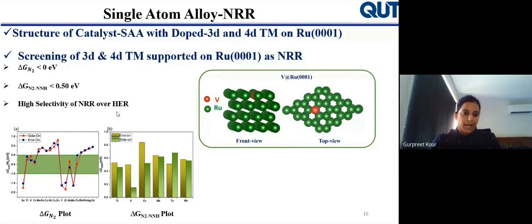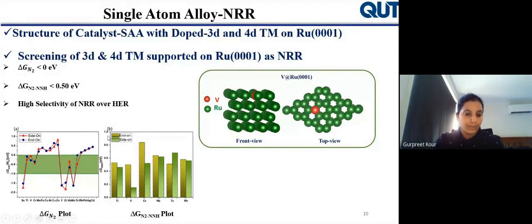So based on the first criteria, we plotted the free energy change for nitrogen adsorption on this ruthenium 001, a single atom alloy. Based on this first criteria, we found titanium, vanadium, chromium, niobium, molybdenum, and we also considered rhodium because it's quite close to this line, 0 electron volt. So we considered these electrocatalysts for the further study.